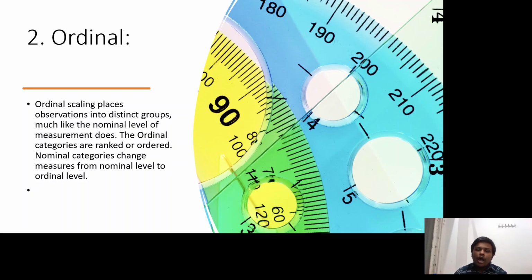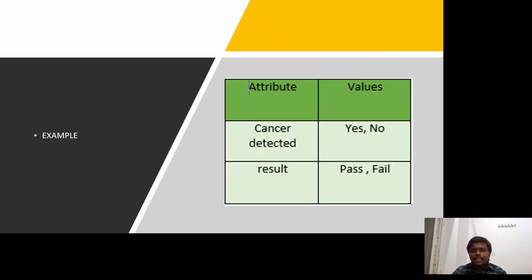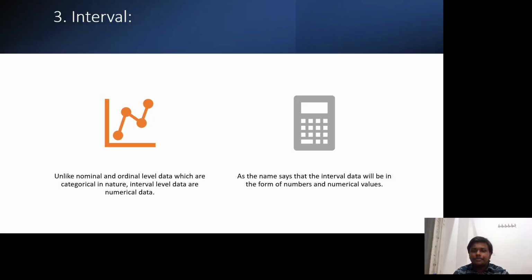Ordinal data are a type of data in which the values flow in a natural order or sequence, meaning the ordinal data has a sequence, for example like 1, 2, 3 ranks. This is the sequence, and this is an example of attribute and values. For attribute, cancer detected is yes, result is pass or fail. Like this we can show the ordinal data. And our next, third one is interval data.